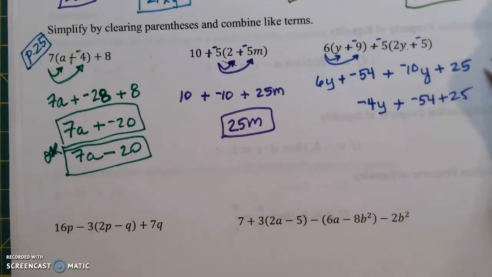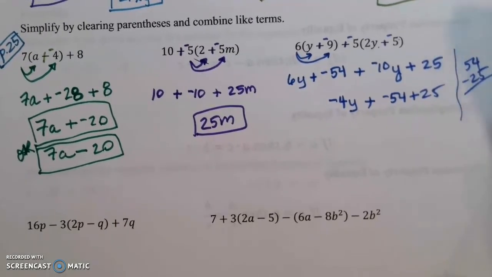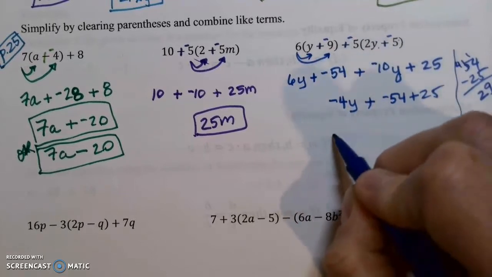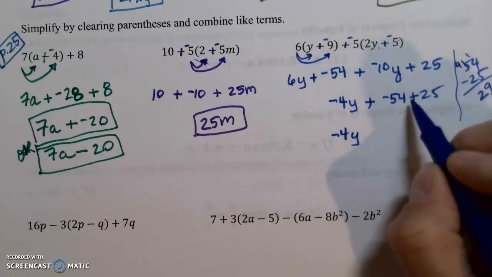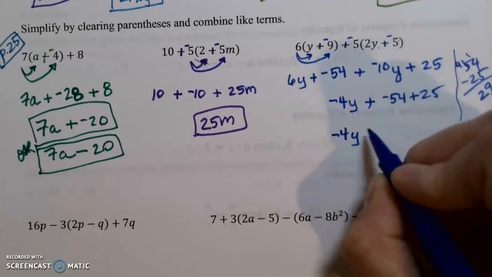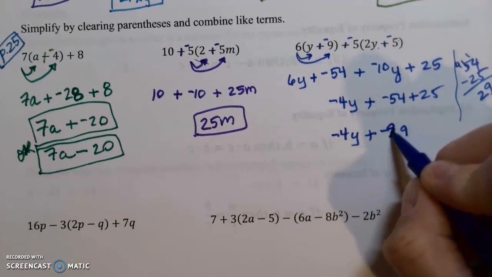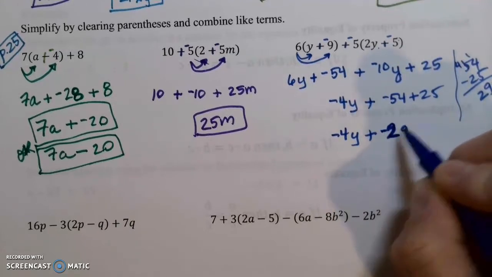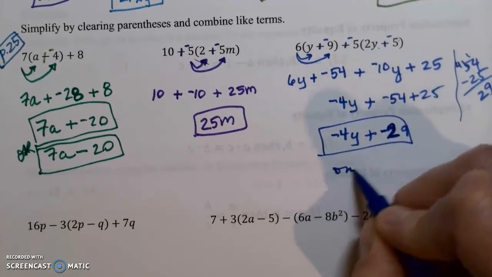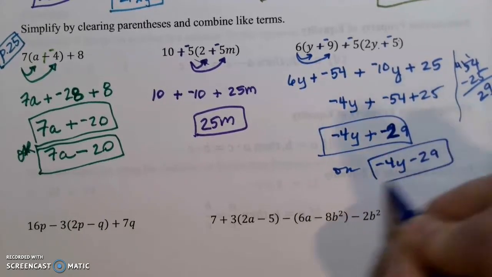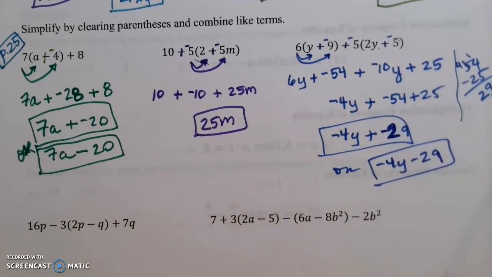And then these two, I need to do that subtraction of the absolute values off to the side here. Okay, so I'm going to get 29. And because the -54 has a larger absolute value, it'll be a -29. So either that can be your answer, or -4y minus 29 will be your answer.